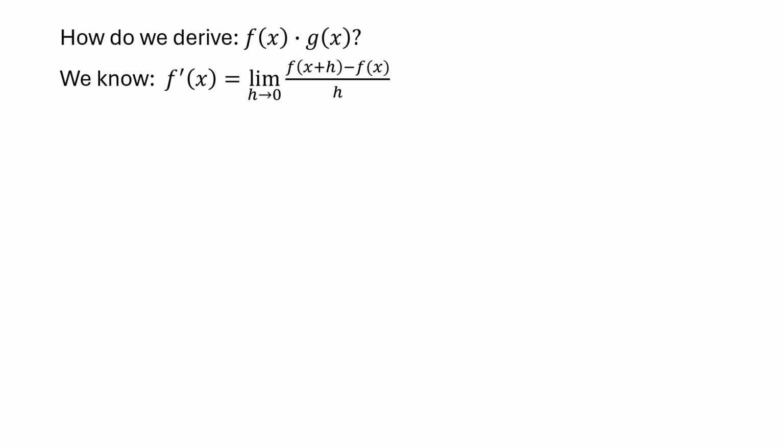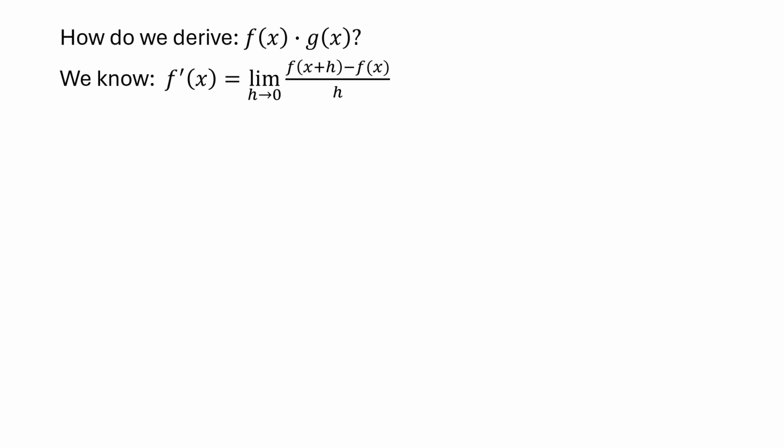Today we're going to be talking about using the product rule. How do we derive f of x times g of x? We haven't worked with it yet. We've done f of x plus g of x. We've done f of x minus g of x. But we haven't looked at two expressions in terms of x that are being multiplied. So let's take a look at how we would derive f of x times g of x.